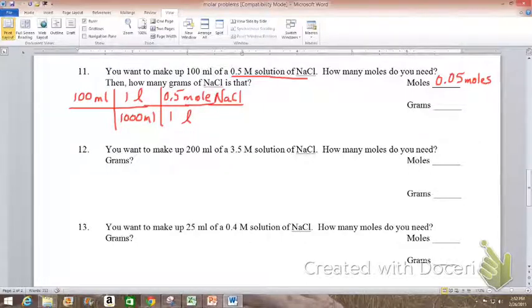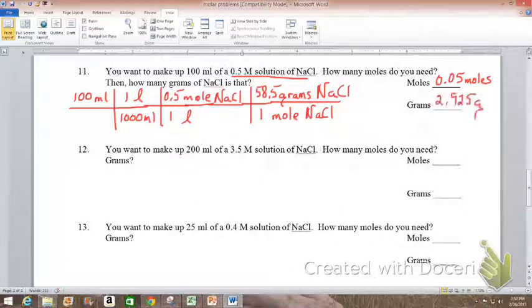Our final step is we need to go to grams. So I can continue on with the T-chart. And using the periodic table, I know that 1 mole equals 58.5 grams of NaCl, and I multiply that final part out and I get 2.925 grams.